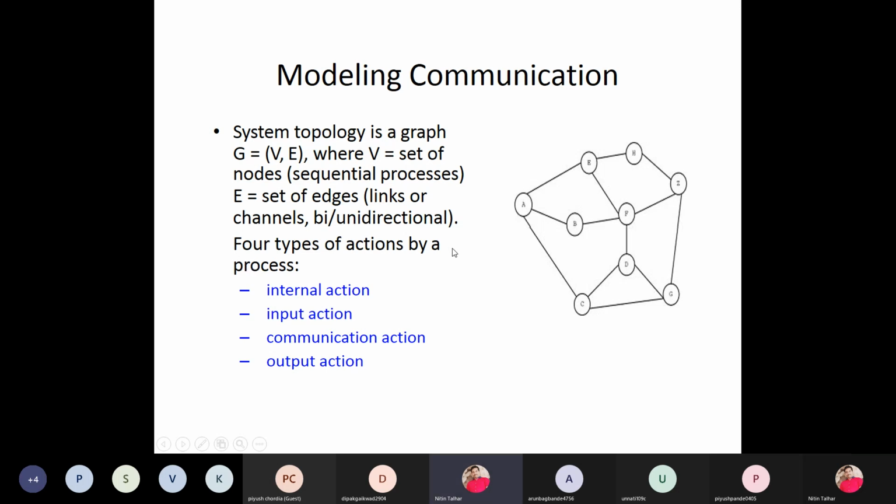There are four types of actions by a process: the internal action, input action, communication action, and output action. These are the actions that you have to understand. What do you mean by the internal action? What is the input action? Then the communication, and then output.